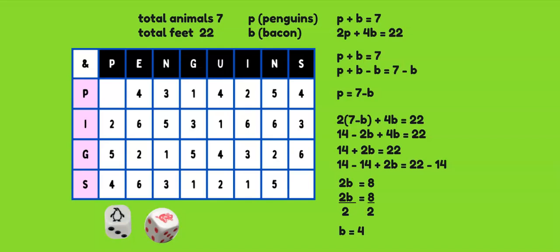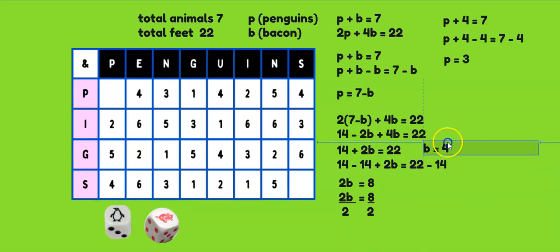So I know that there was a 4 rolled on the pig dice, my bacon dice. Now I'm going to take that 4 and I'm going to plug it into this first equation, P plus B equals 7. So I'm going to put that 4 into that problem, and you see that right here, P plus 4 equals 7. I'm going to subtract that 4 from both sides. P equals 3. So I have B equals 4, and P equaling 3.